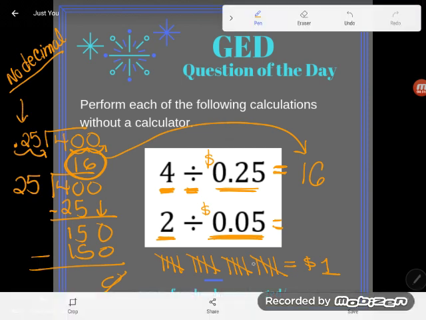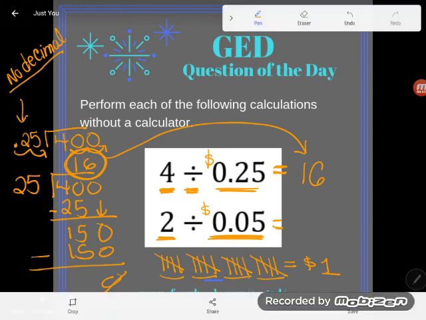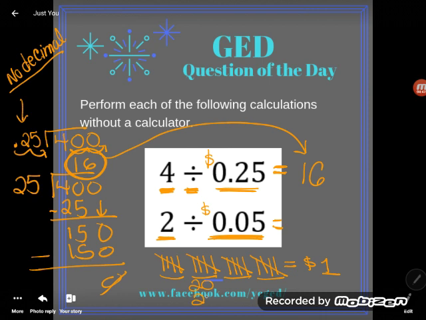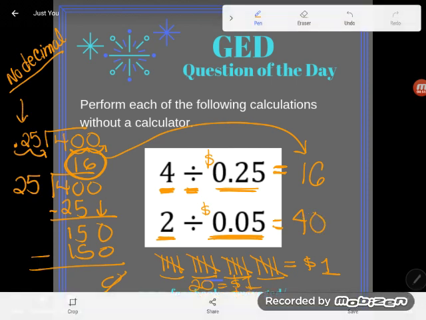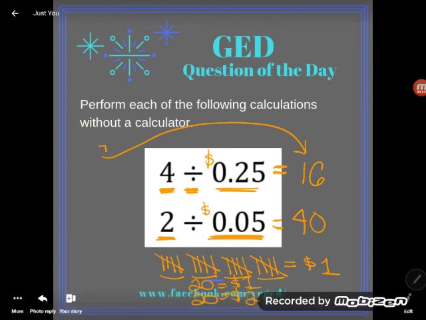So that being said, I would have to do this twice. I would need this 5, 10, 15, 20 nickels for the first dollar. I would need 20 for the next dollar for a total of 40 nickels in $2. So 2 divided by 0.05 is 40. Now I know you're thinking, Kate, that's not the step-by-step process that my teacher taught me.